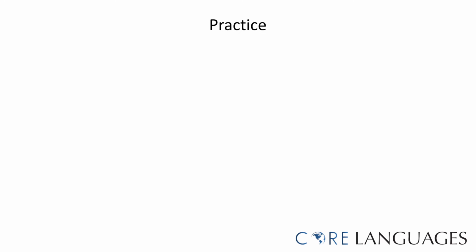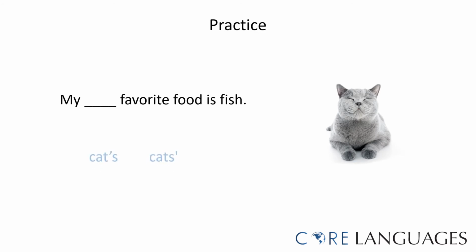Look at this example and try to choose the correctly spelled possessive noun. My cat's favorite food is fish, or my cats' favorite food is fish. Do we need to use apostrophe S or just an apostrophe? The correct noun is apostrophe S. My cat's favorite food is fish. Cat is a singular noun.